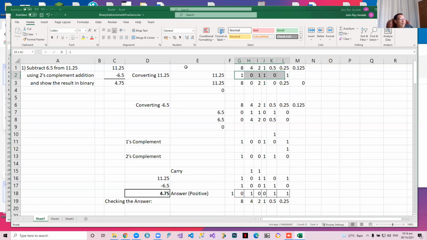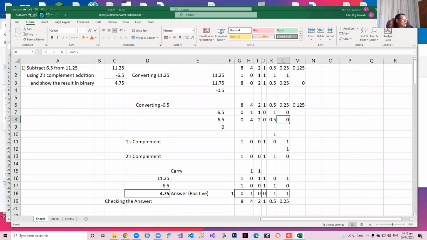So what is 11.25? For 11.25, we'll need an 8. We cannot have a 4 because we're left with 3. We can have a 2, and we can have a 1. We cannot have a 0.5 because that will become negative. So we'll have the 0.25. Do you follow? And then 6.5. What is 6.5? We cannot have an 8, so this is a 0. We'll have a 4, a 2. We cannot have a 1. We can have a 0.5. Now we will have to include this because there's a 1 above. Do you follow? Any questions so far?